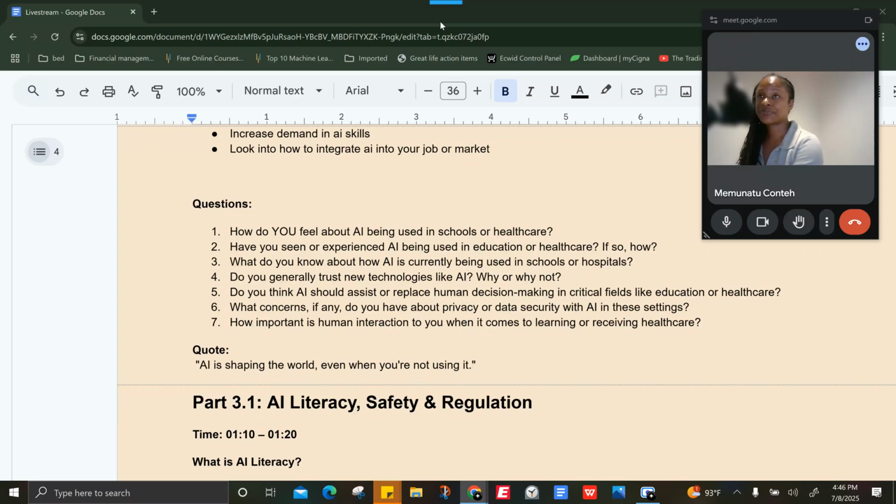Are there kids using chatbots for classes that you know about? Are you a teacher that uses AI in your classroom as you're coming up with lesson plans or grades and things like that? So, have you seen it in healthcare? Which ways have you seen AI?